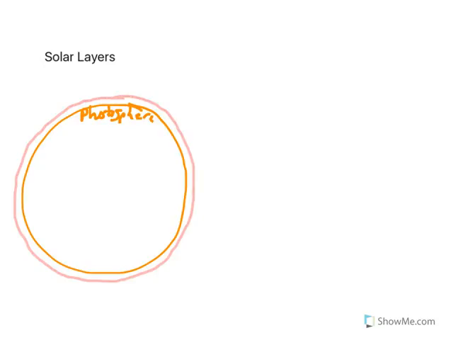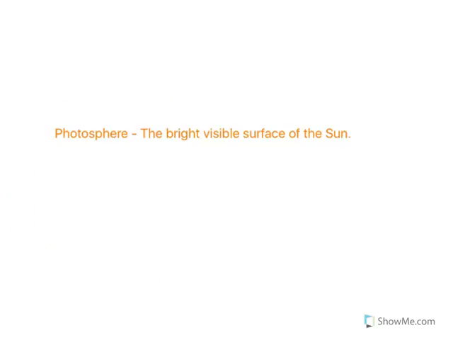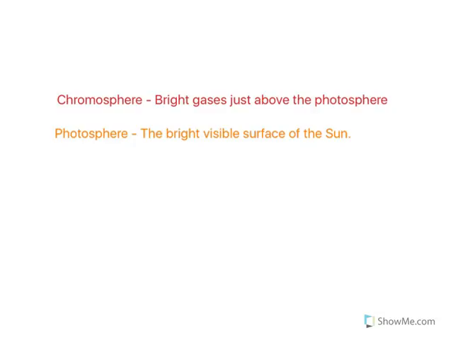Now just above the photosphere is a layer of the atmosphere called the chromosphere. Now you typically only see the chromosphere when there's a total solar eclipse. So when the moon is crossing in front of the sun, you might see this pinkish layer right around the sun, and that pinkish layer is called the chromosphere of the sun. The chromosphere is a layer of bright gases just above the photosphere.